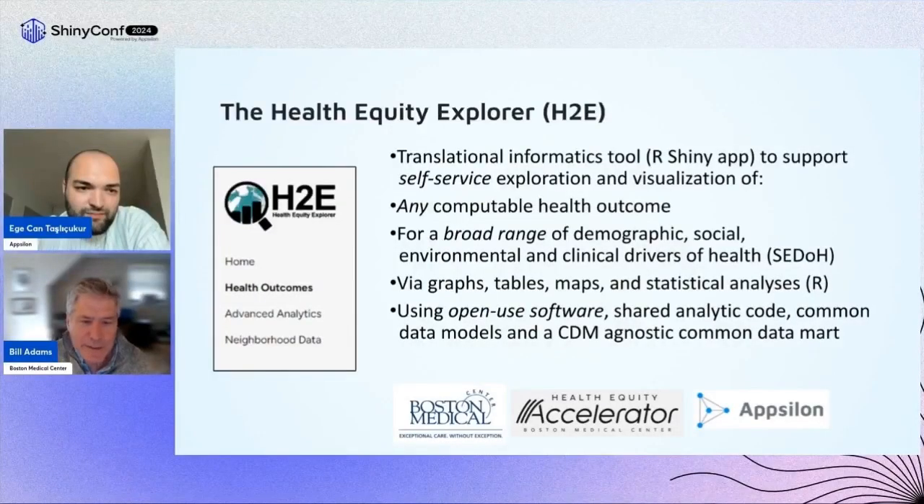So what we set out to do roughly 2 years ago now was to create a tool that would let us actually explore and study health equity within Boston using informatics tools. The Health Equity Explorer at a very high level is a translational informatics tool, meaning we're really trying to bring research into practice. It's an R-Shiny app that supports self-service exploration, so people can do this themselves. We want to be able to model any computable health outcome. So if it's in the data, we should be able to model it.